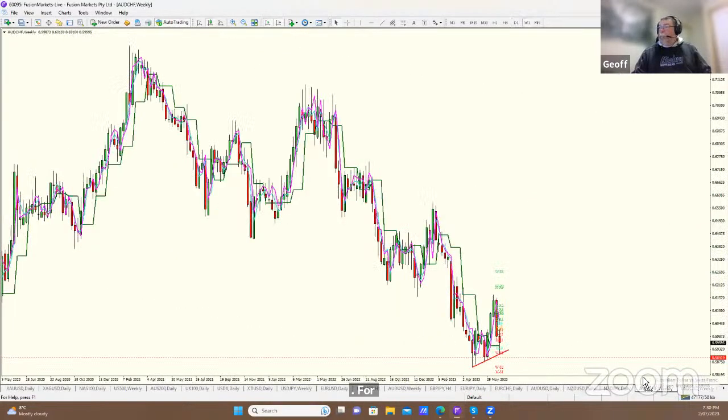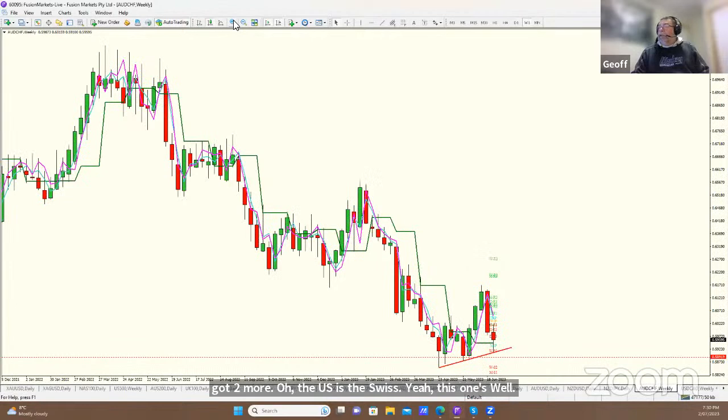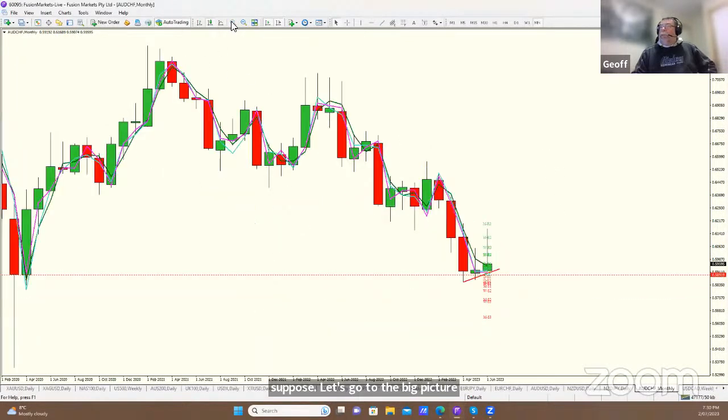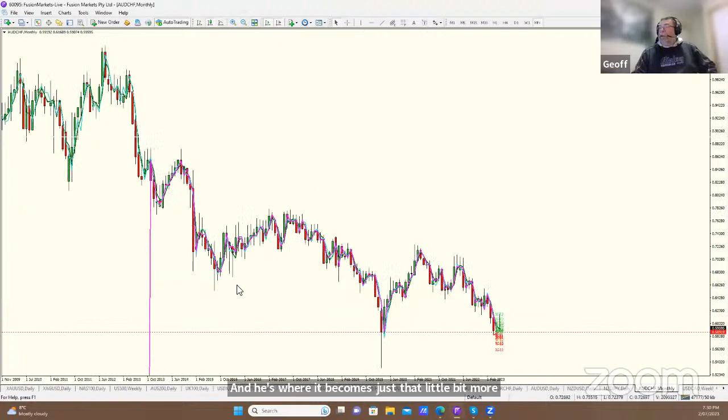Aussie versus the Swissy. Now, this one's, well, something I don't like to admit, frankly, and that is that the Aussies are going to continue to be weak, I suppose. Let's go to the big picture. And here's where it becomes just that little bit more difficult. I have to go wider, sorry. All-time low, all-time low. Yeah, it is all-time low. And price has been governed by the big boss again, big double top, head and shoulders, if you like, whatever you want to call it.